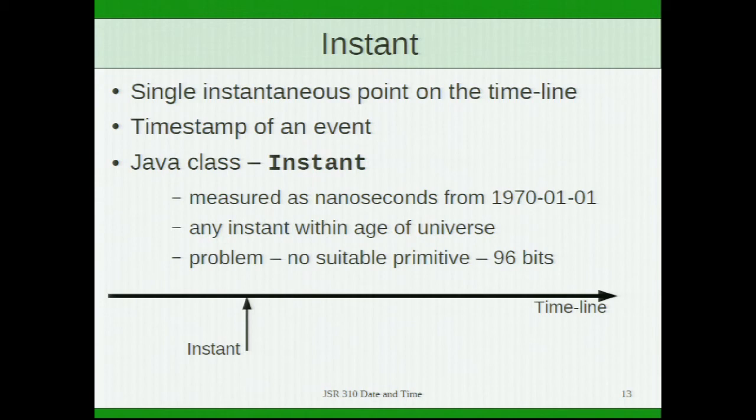There's a requirement, certainly from the database side, to store nanoseconds. Unfortunately, this gives us a problem because you need 96 bits to store enough information, and there's no primitive in Java with 96 bits. So we have to work around this. We have to store seconds in a long and nanoseconds in an int, and combine those two things, lots of maths.